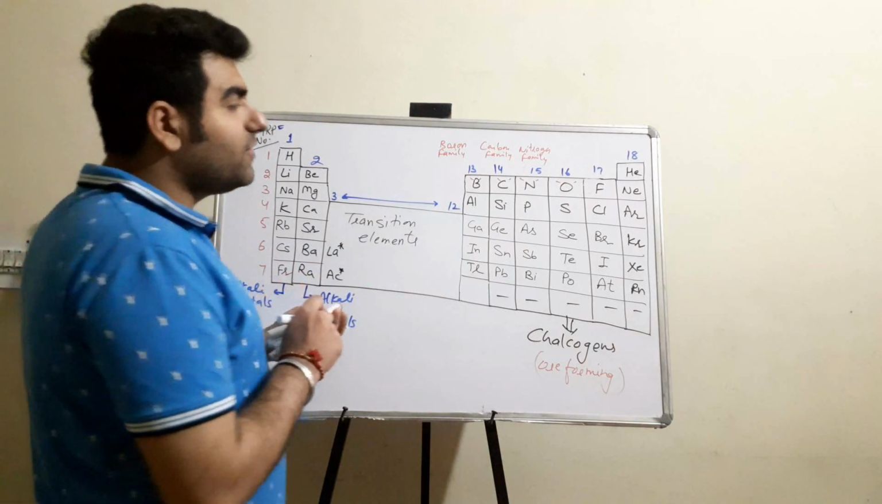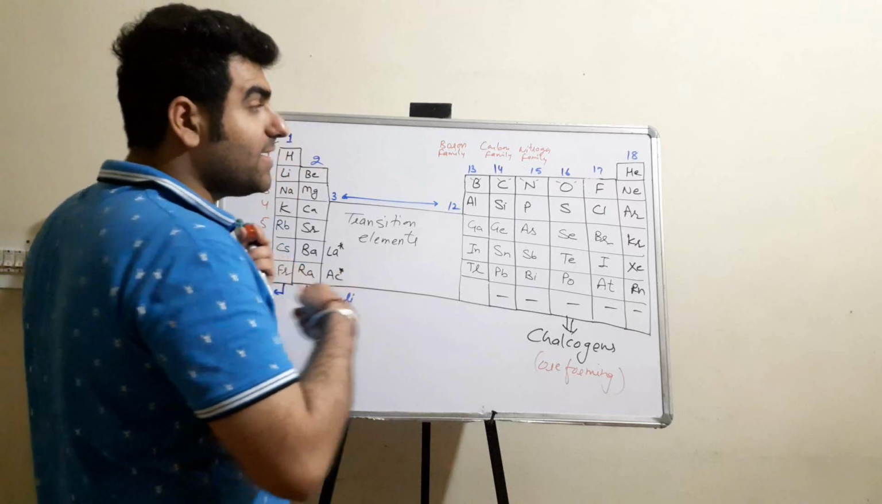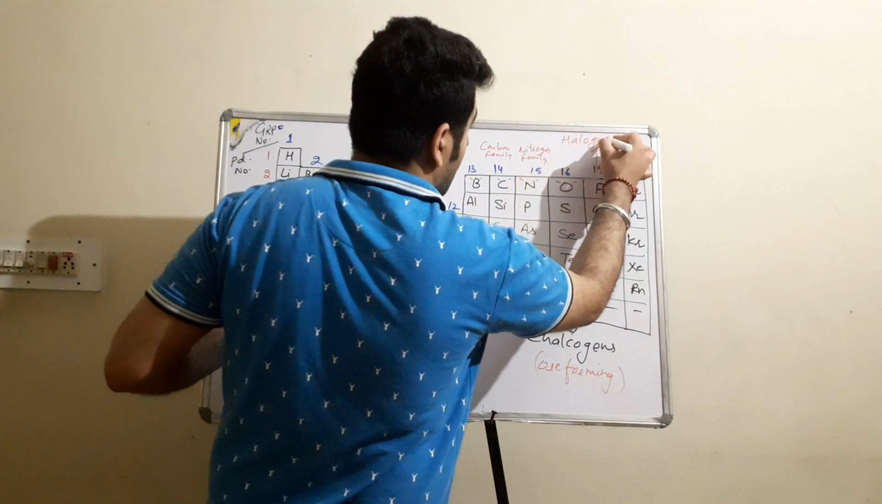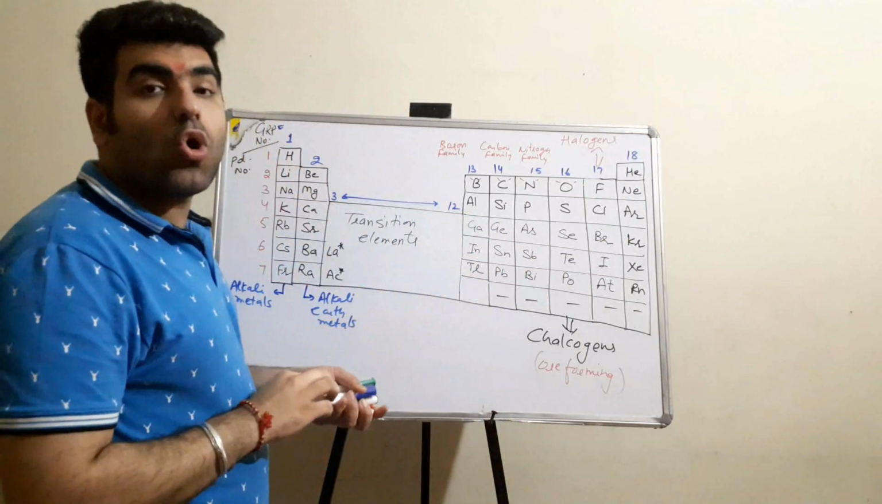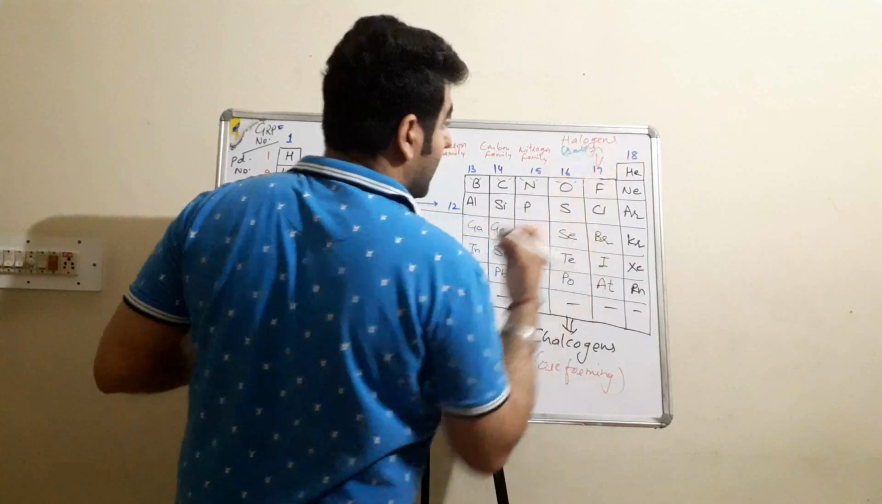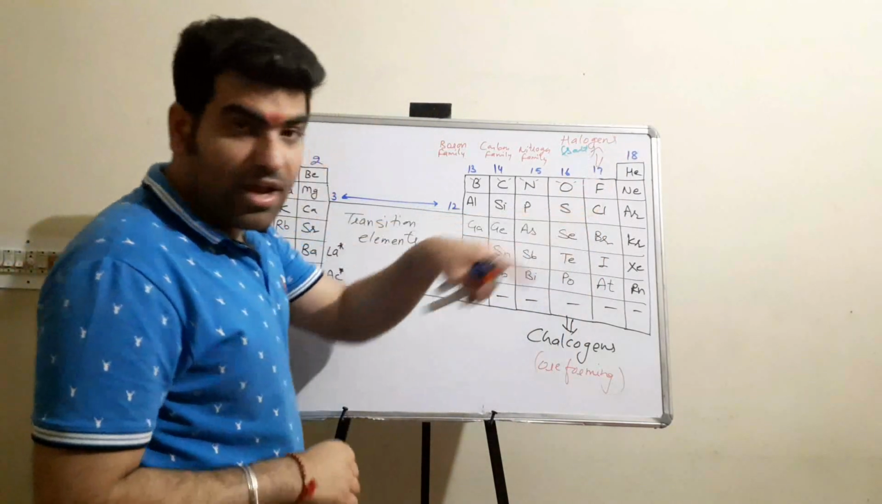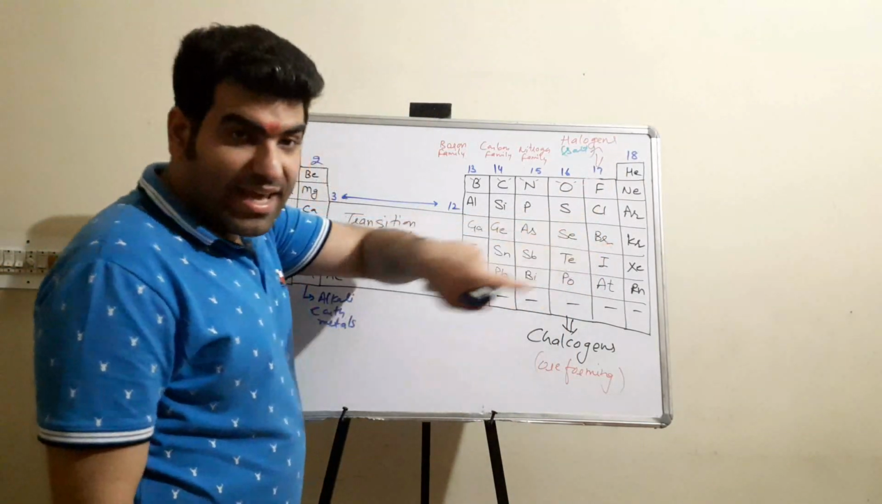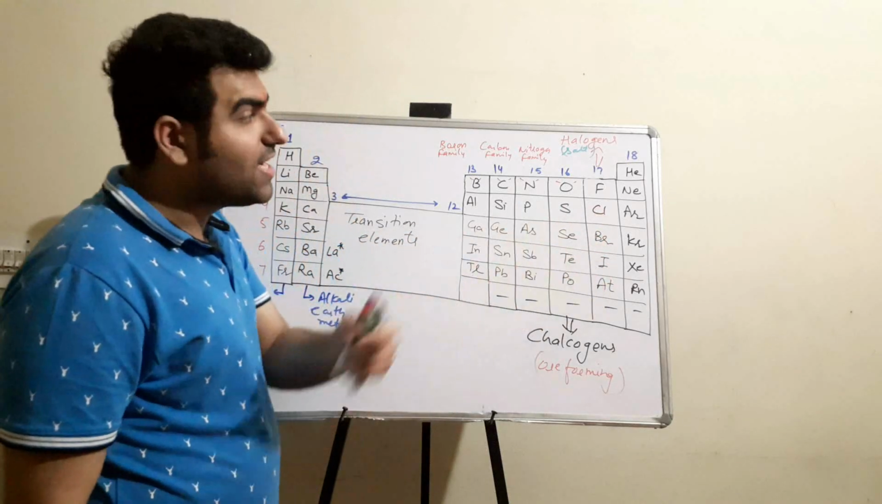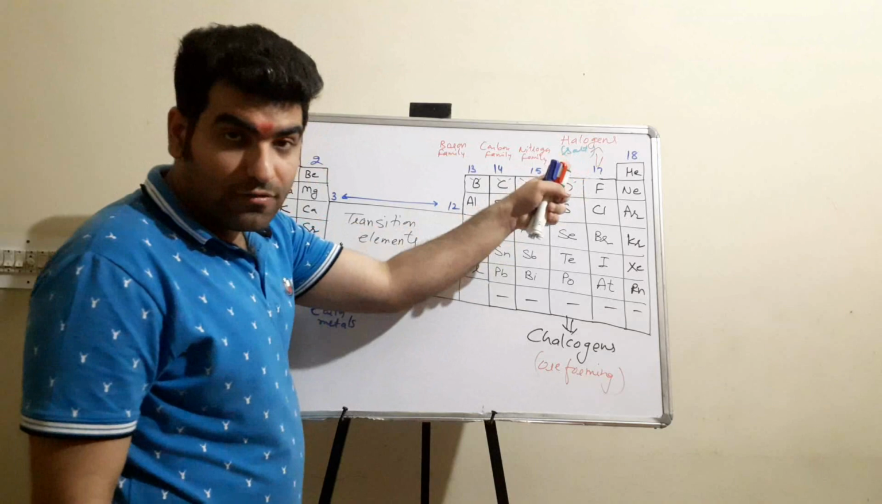Let us talk of the group number 17. Group number 17 is known as halogens. Halogens means salt forming. They form salt. Like sodium chloride, then NaBr, then NaI, again KCl, KBr, KI. This is how they are salt forming.